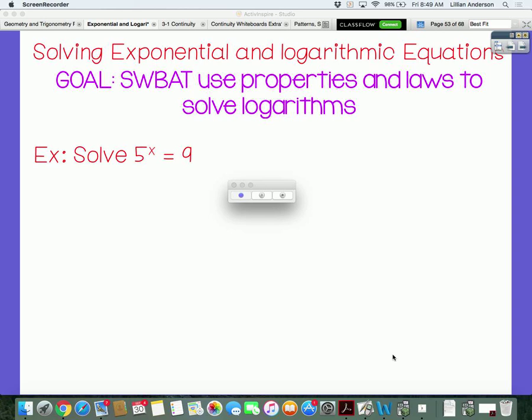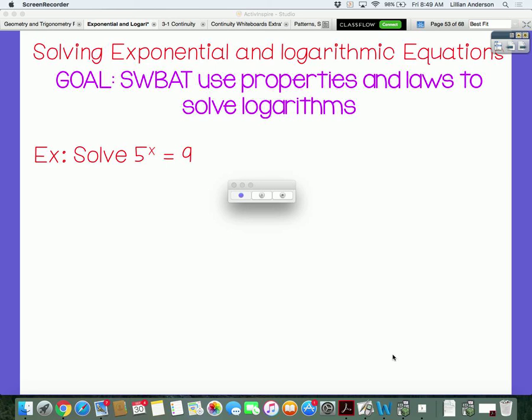All right, so today we are solving exponential and logarithmic equations. We're going to see how far we get, considering today, again, is a short class. But we're going to use our properties and our laws to solve logarithms as well as exponential equations.